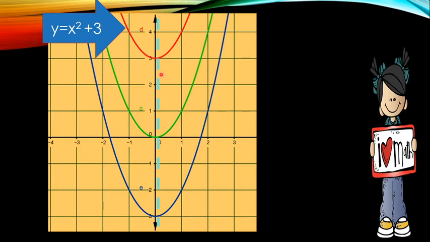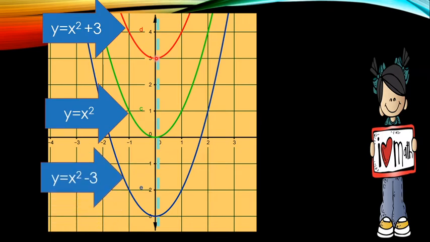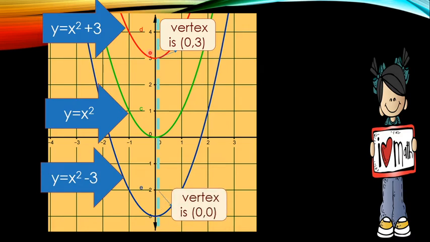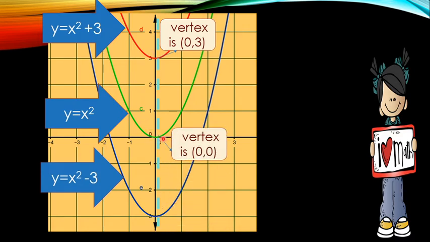x squared plus 3, x squared, and x squared minus 3. The vertex of this function is at 0, 3. This one is at 0, 0. And the other one is at 0, negative 3. Since we don't have a value of h here, and we only have a value of k, we write 0 in h. And in k, just take these values.